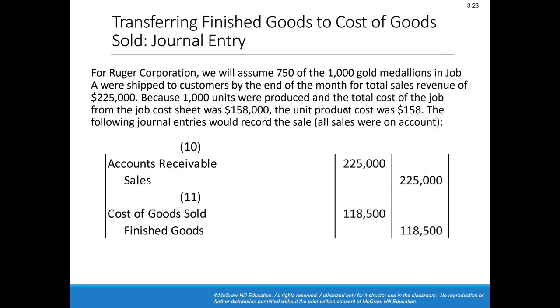So let's look at that. We have Rugger Corporation. We will assume 750 of the 1,000 gold medallions in job A were shipped to customers by the end of the month for total sales revenue of 225,000. Because 1,000 units were produced and the total cost of the job from the job cost sheet was 158,000, all we're going to do is divide that up, 158,000 divided by 1,000, to come up with that unit product cost, which is 158. And then we have to record the journal entry.